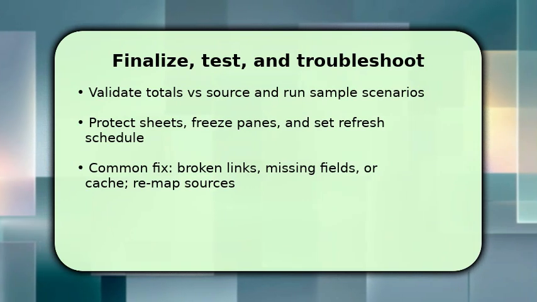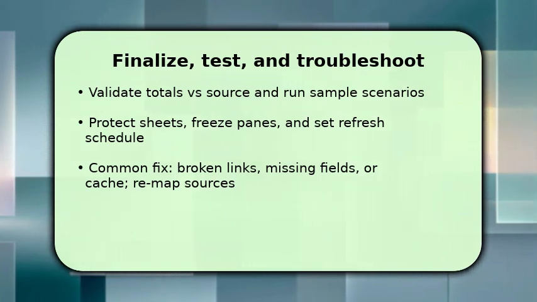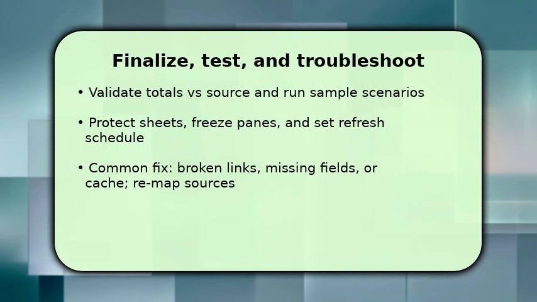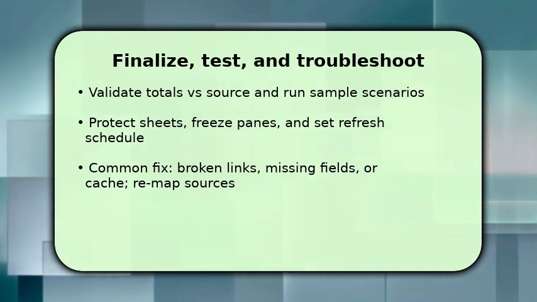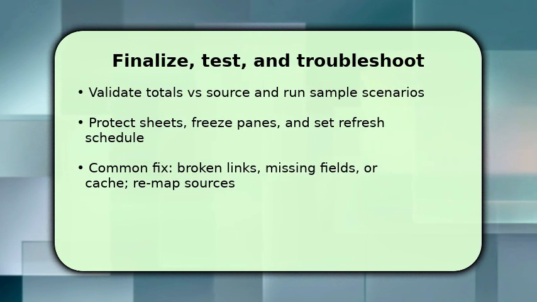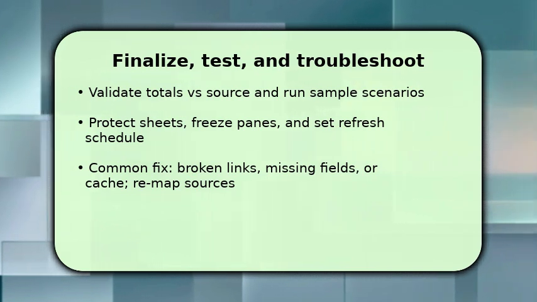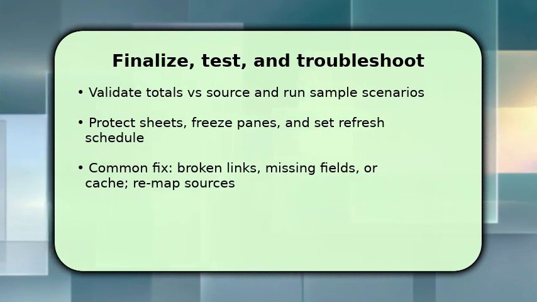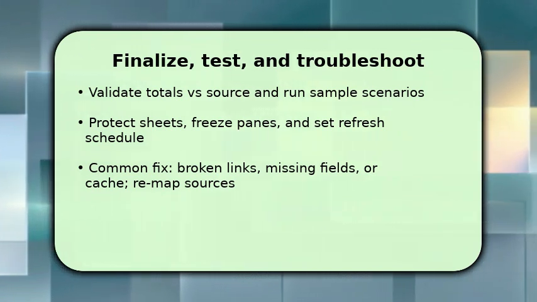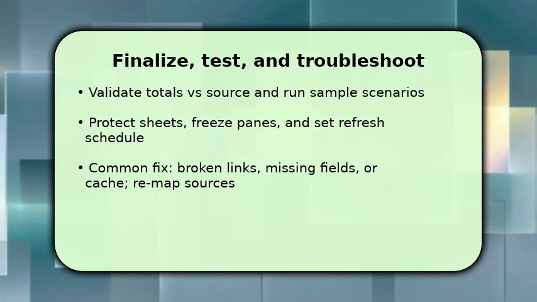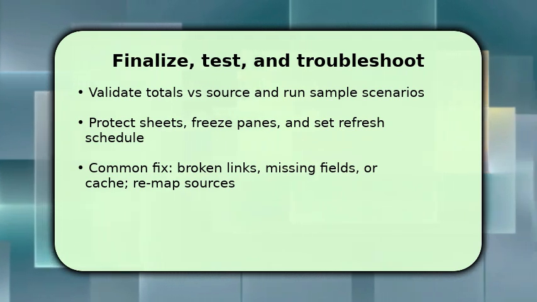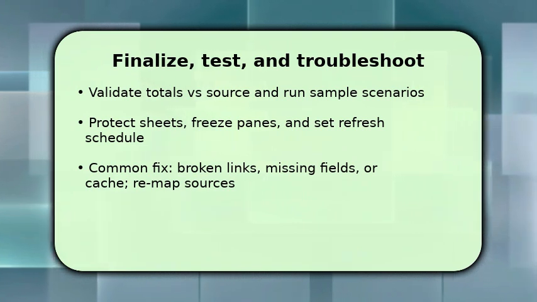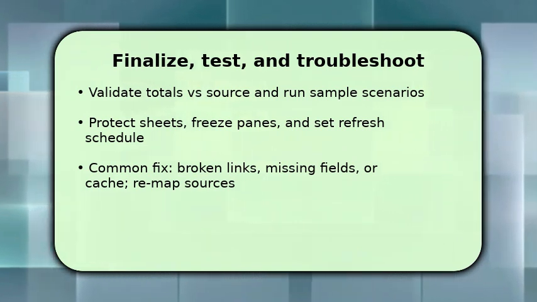You finish by validating the dashboard end-to-end. Test several scenarios and cross-check grand totals against original sources so you catch mapping errors. Protect the layout, freeze header rows, and set automatic refresh schedules for live data. If something breaks, like missing fields, stale cache, or broken query links, reconnect the source or edit the query steps to remap columns, clear Power Query cache, and refresh all. Finally, document changes so future updates are faster and safer.